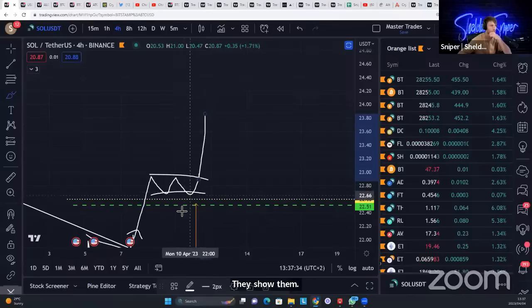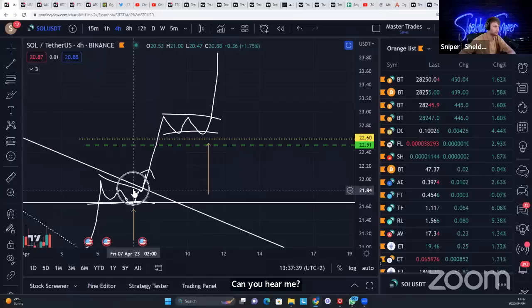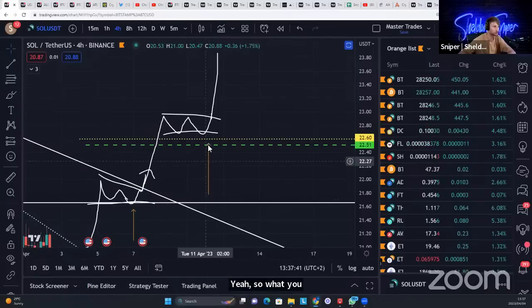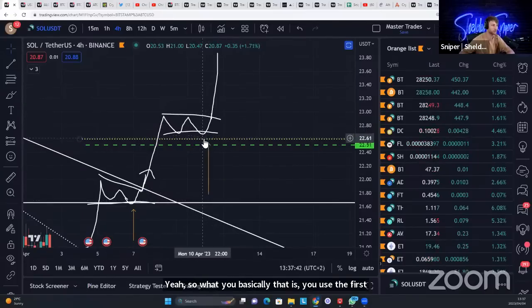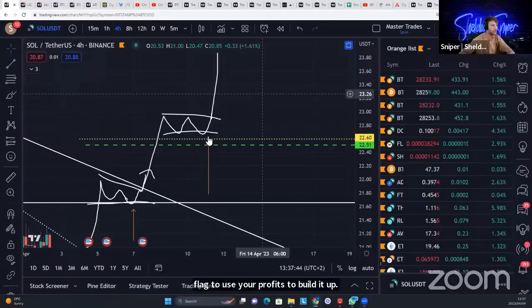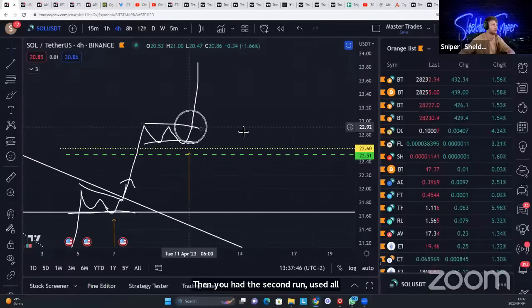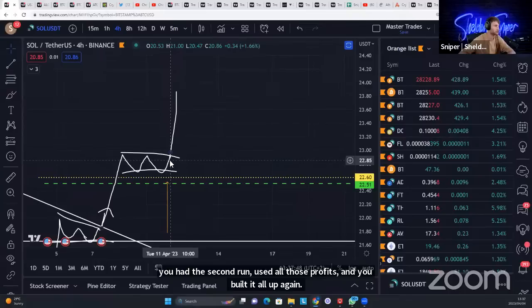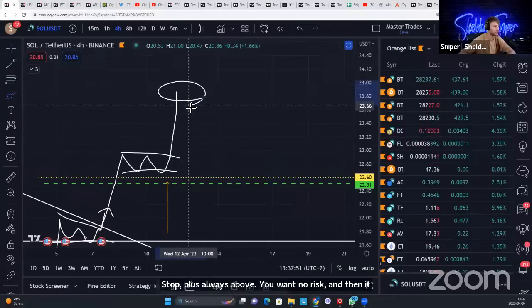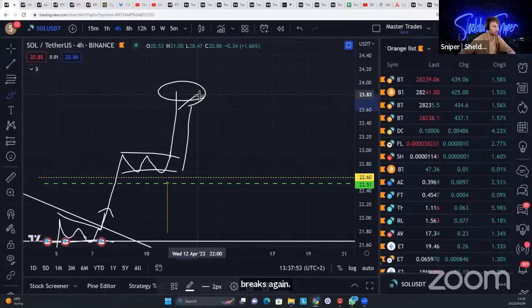Yeah, so what you basically did is you used the first flag to use your profits, to build it up. Then you had the second run, you used all these profits and you built it all up again. Stop loss always above, you want no risk. And then it breaks again. Well, that's when you'd be adding, is when it breaks. And basically you have your final target now and you allow this trade to run all the way through to there.